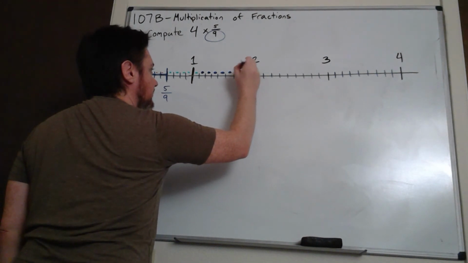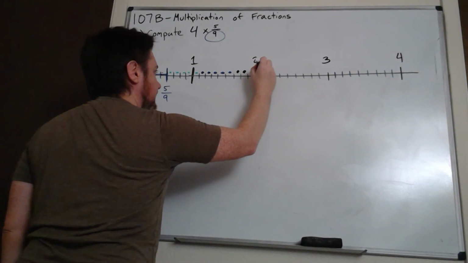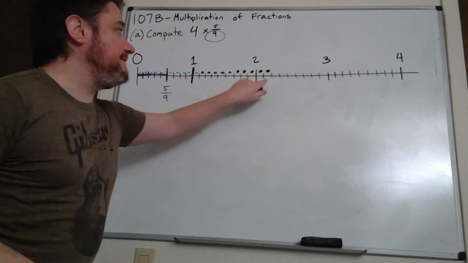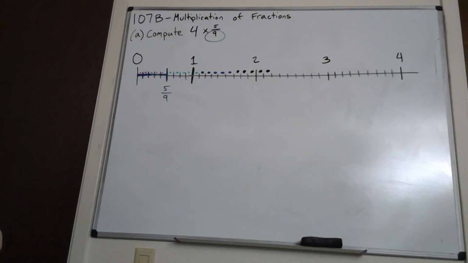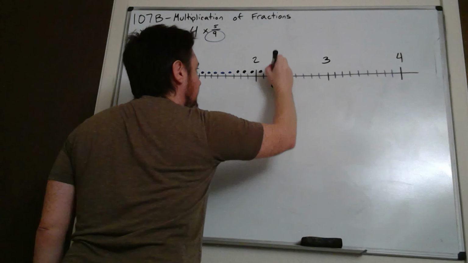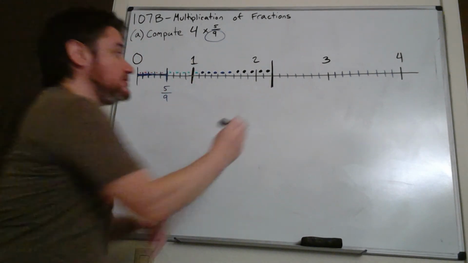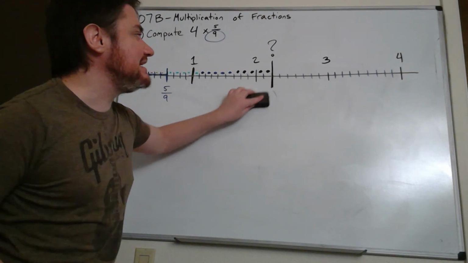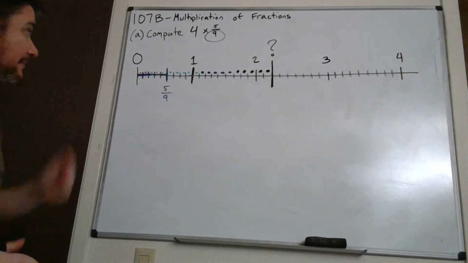So let me say 1, 2, 3, 4, 5. Now I've got 1, 2, 3, 4 groups of those 5 jumps. And so this mark right here, let me lengthen that up. That's my answer, right? So let me put a question mark. I'll put it up top. Let me put a question mark there. I don't know exactly what that is yet, but let me figure that out.